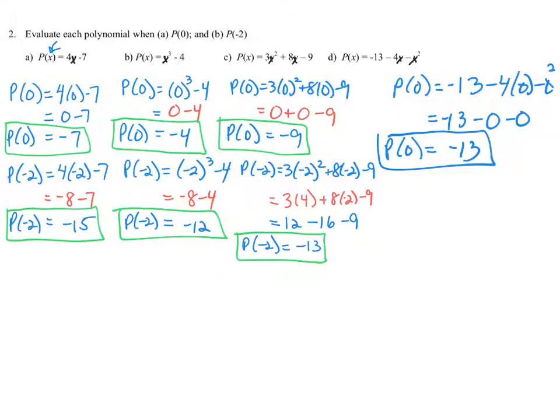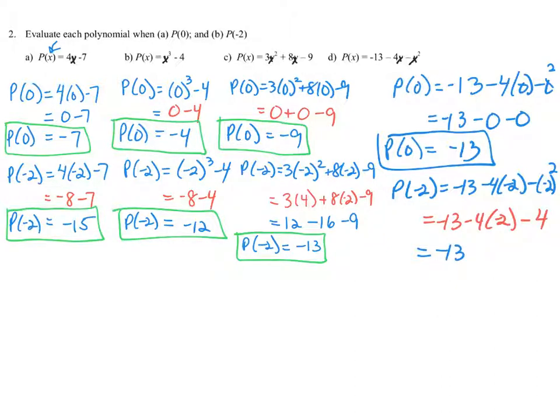And then p of negative 2, that's going to be negative 13 minus 4 times negative 2 minus a negative 2 squared. Be careful with the signs there. Let's do the exponents first. Negative 2 squared is 4, so it's going to be minus 4. Now we can multiply the middle term. Minus 4 times negative 2 is going to be plus 8. So we get negative 13 plus 8 minus 4. So p of negative 2 is equal to negative 9.